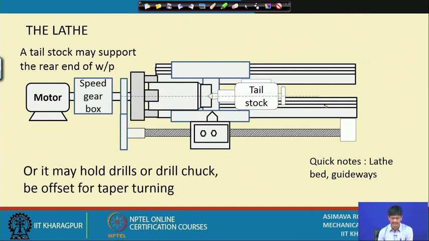So, as we have built up the machine tool now, we see that these are the basic parts of the machine tool and they have their respective functions.